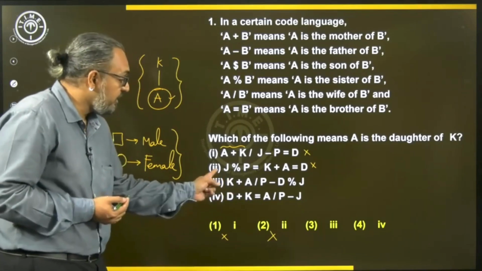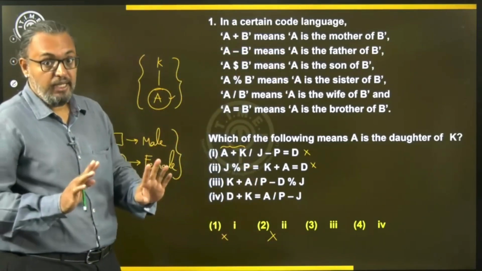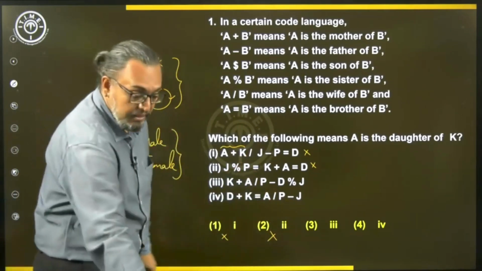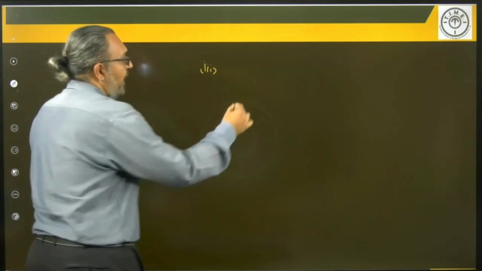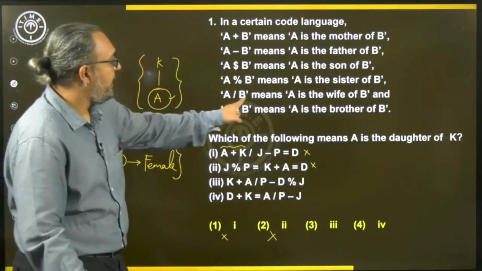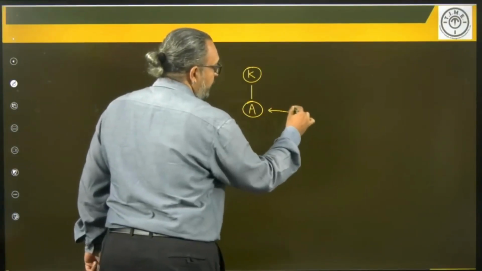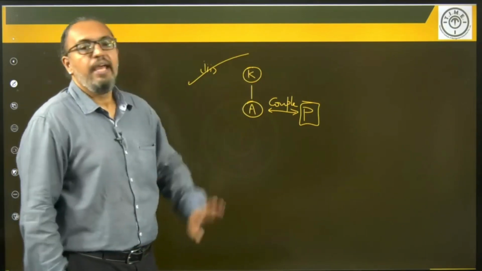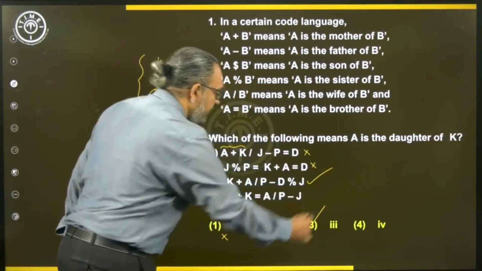Now when you look at the third one, it is K plus A. Plus is mother, so I am getting K is the mother of A. But I also need to know the gender of A. A by P, by is wife, so A is the wife of P. So K plus A means K is the mother of A, and A by P means A is the wife of P. That should be more than sufficient for me to say A is the daughter of K. So I can straight away say that the third option definitely matches.